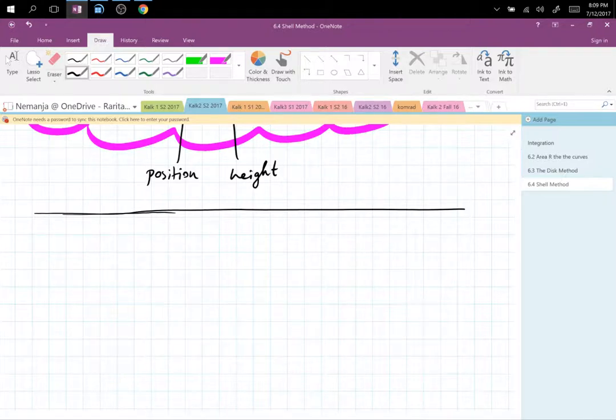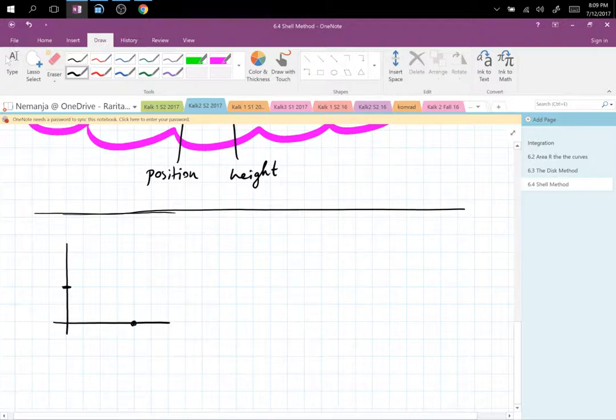So, simple problem. We are going to rotate the triangle, two to 4, and I'm going to rotate that on the x-axis.